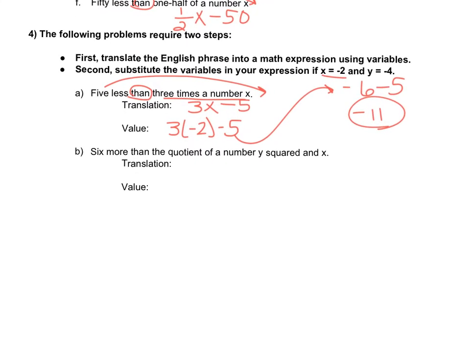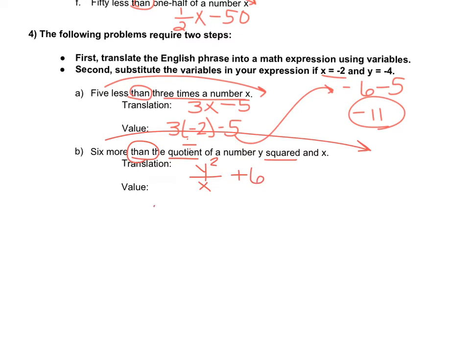And if I do the last one, it says 6 more than, so I see the word than, more goes all the way to the bottom. The quotient means divide of a number y squared and x. So I see the quotient of a number y squared and x, so there's my quotient, and then 6 more than goes in the back, so plus 6.